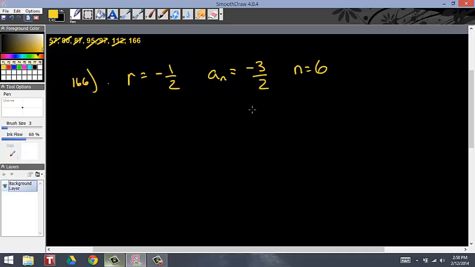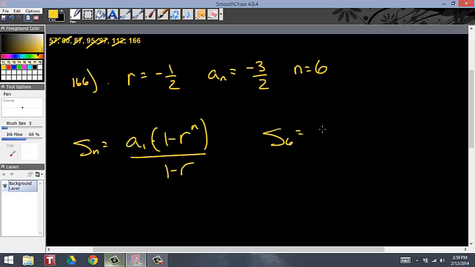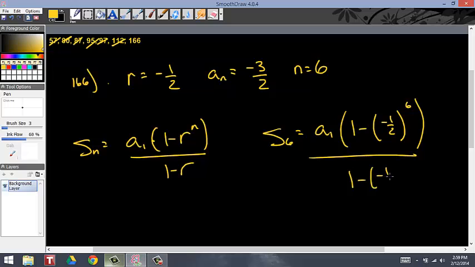All right. Let's see. What are we trying to do? We're trying to find S sub n. So for this, we need to use S sub n equals A sub 1 times 1 minus r to the n over 1 minus r. Okay, we've actually never seen a problem like this before. Because if I was to plug this in, we're going to get S sub 6 equals A sub 1 times 1 minus negative 1 half to the 6th all over 1 minus negative 1 half.